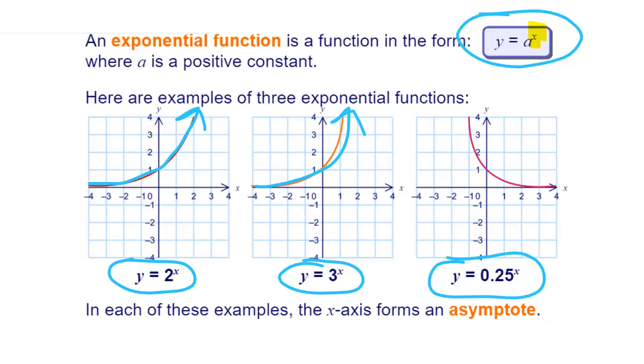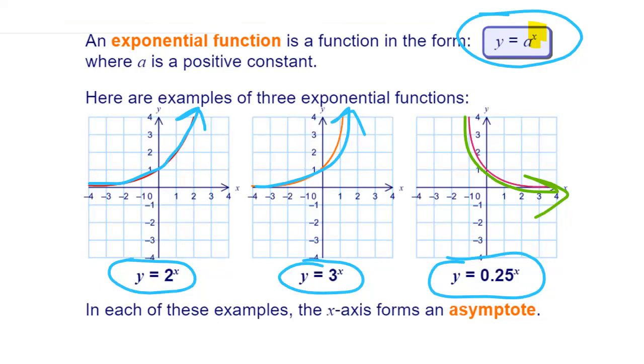Now, on the flip side, if we look at y equals 0.25 to the x power, which is a number less than 1, this is where we have our exponential decay, because those y values are getting smaller as we increase from left to right.